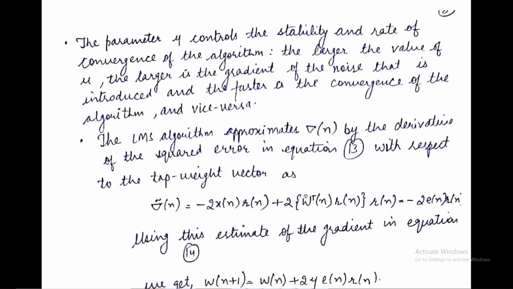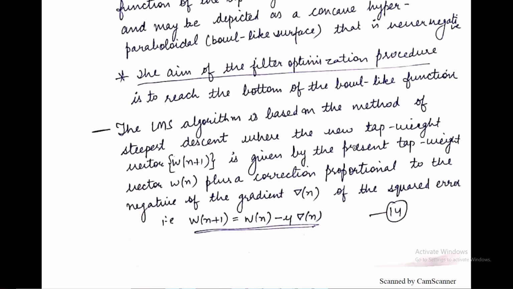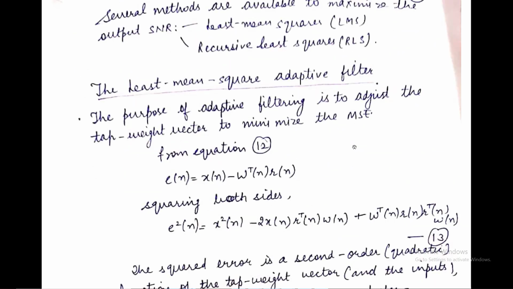Now the parameter mu controls the stability and the rate of convergence of the algorithm. The larger the value of mu, the larger is the gradient noise that is introduced, and the faster is the convergence of the algorithm, and vice versa. So the LMS algorithm approximates delta n. How will it be approximated? By the derivative of the squared error in equation 13. If you want, I will just show you equation number 13. This is what we have achieved by considering the square.